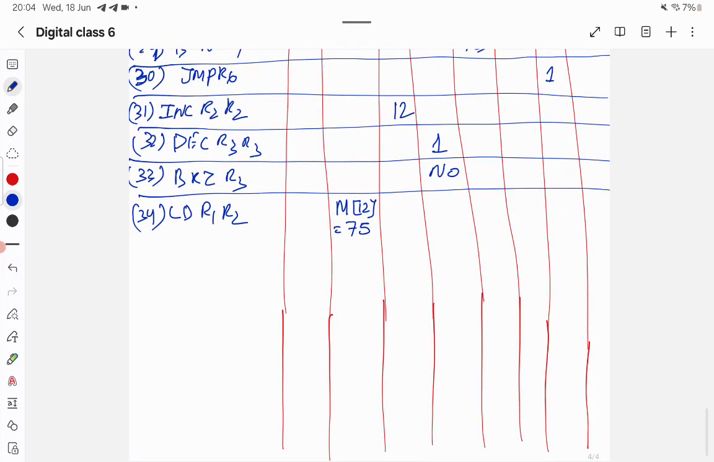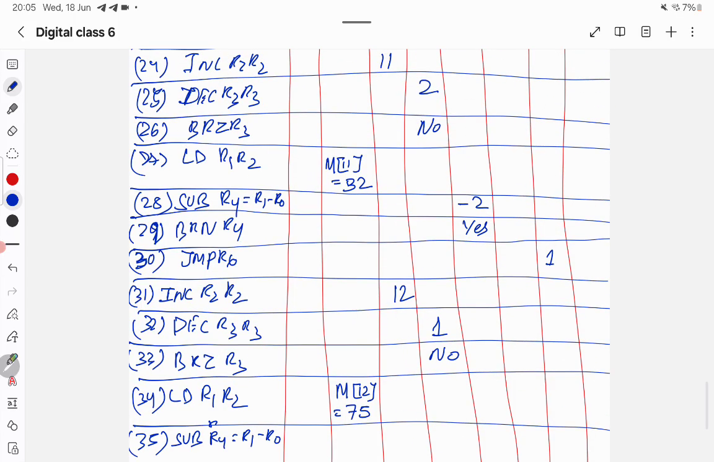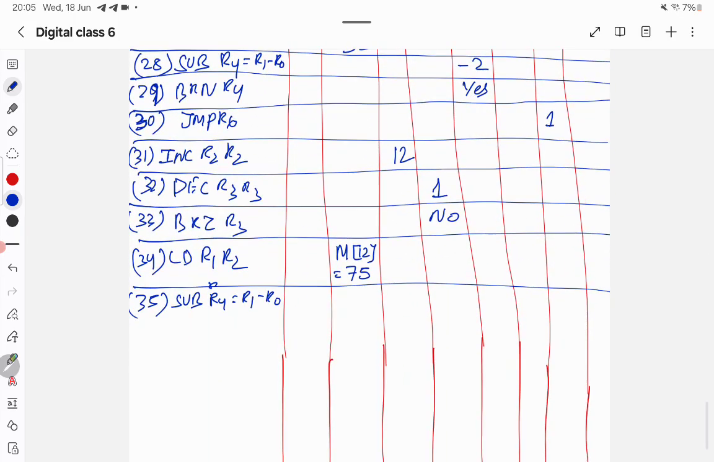Okay, then this is the next instruction. Tell me the next one. After load, next is R4 equal to R1 minus R0. So R1 is 75, R0 value is 34. Let me copy down all the values. This one is R4. So 75 minus 34, how much is it?